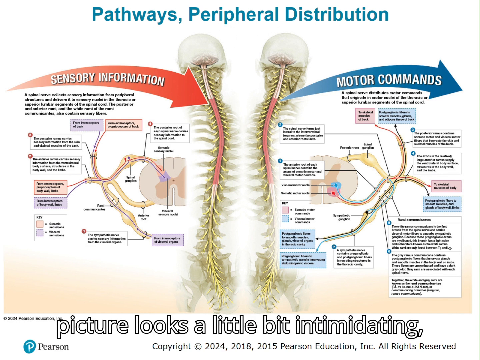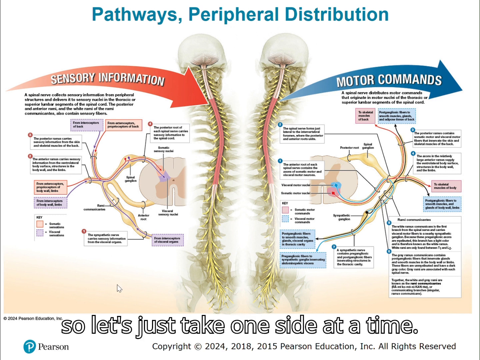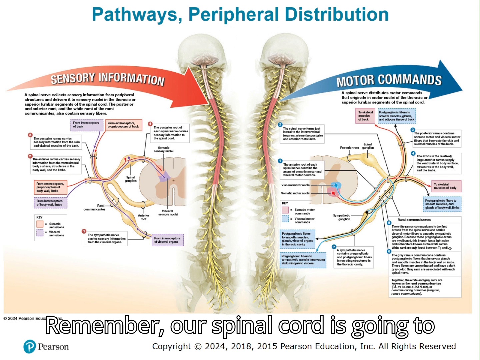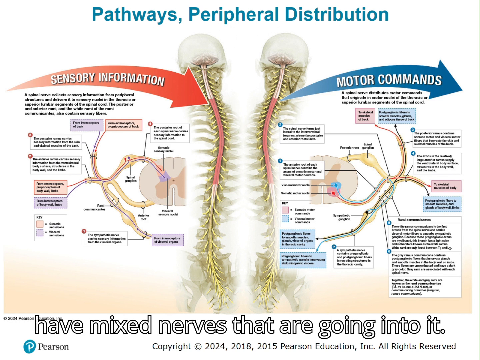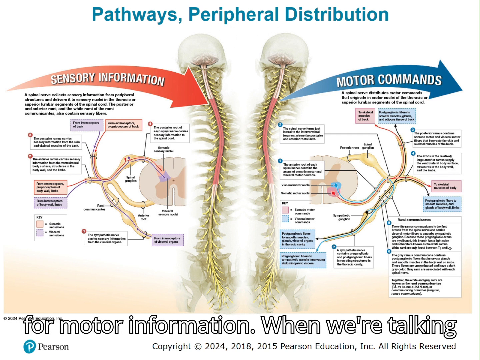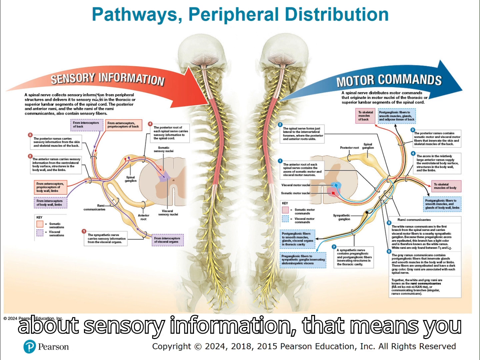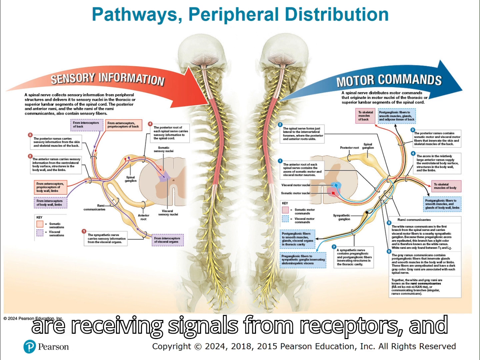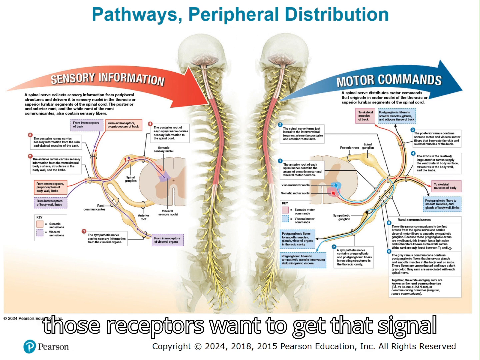Now this picture looks a little bit intimidating, so let's just take one side at a time. Remember, our spinal cord is going to have mixed nerves that are going into it. So you have a section that's for sensory information and a separate section that's for motor information. When we're talking about sensory information, that means you are receiving signals from receptors, and those receptors want to get that signal to your brain.